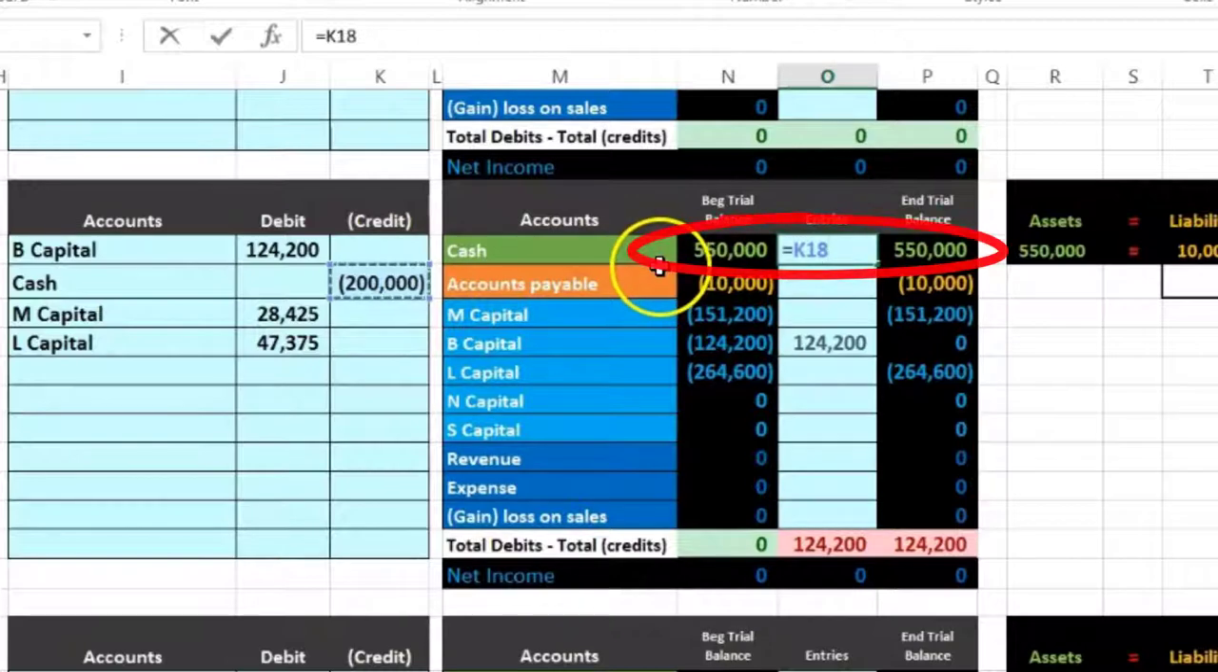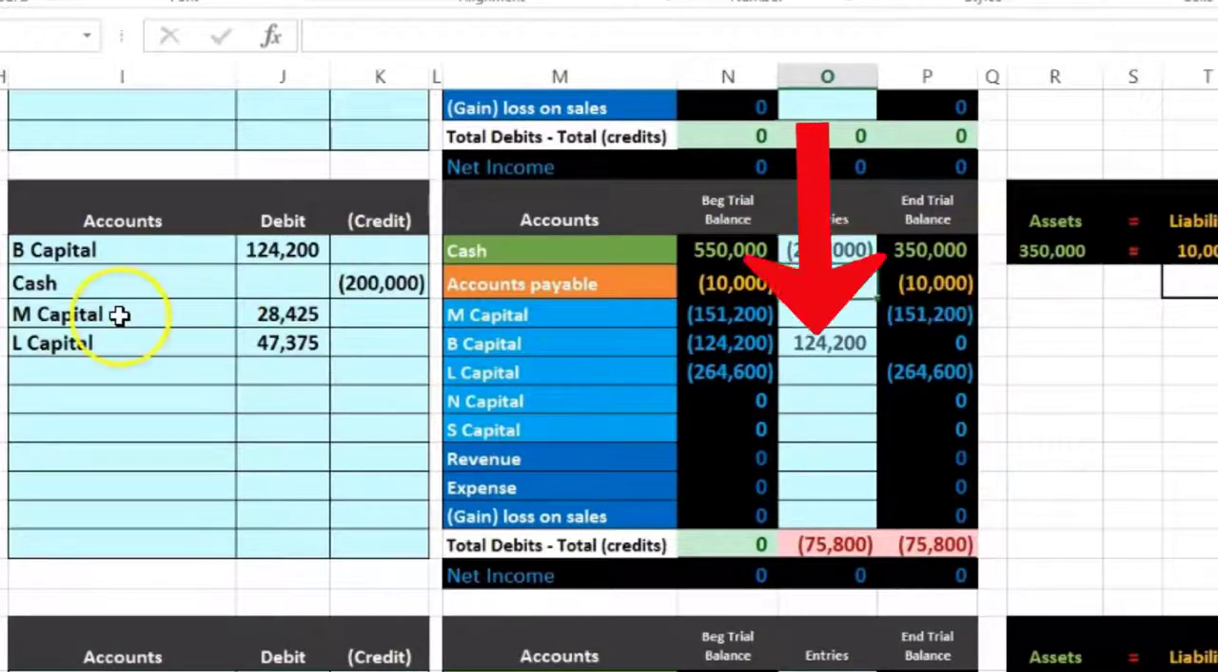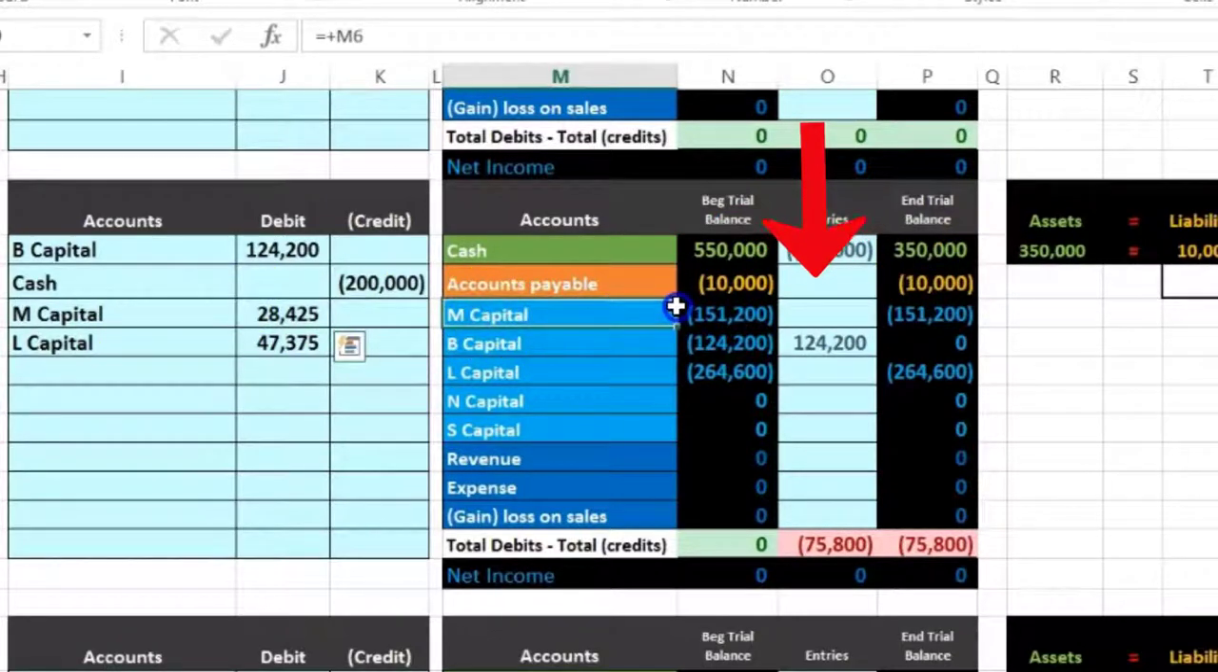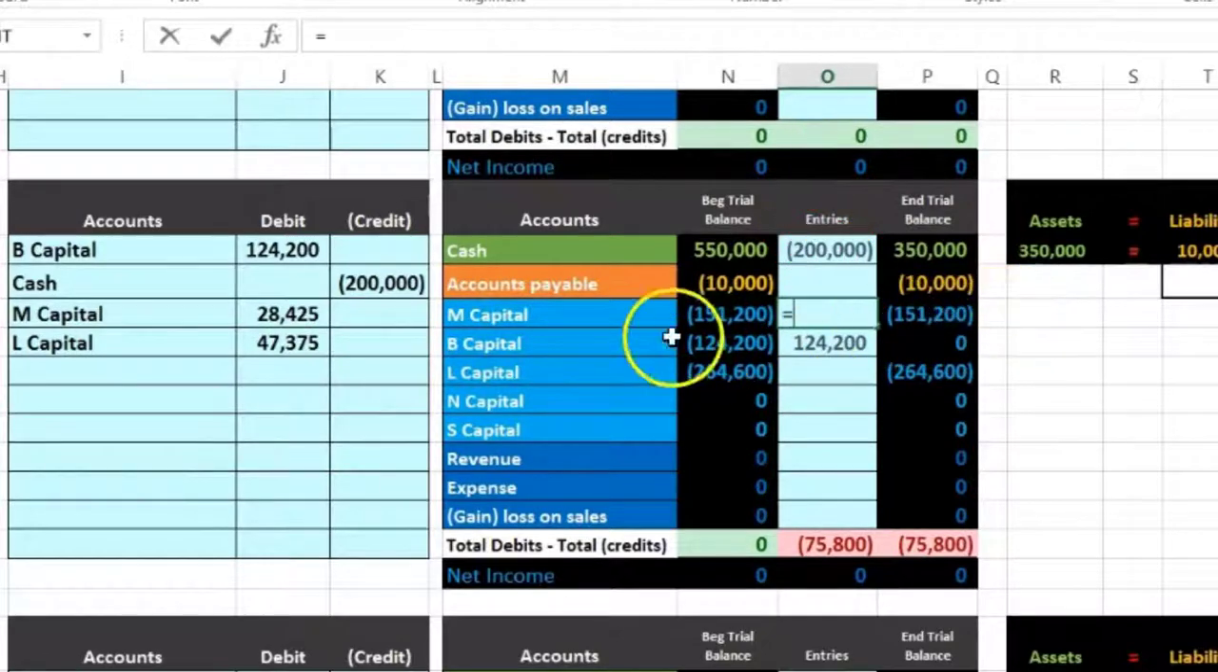What's going to happen? Well, cash is going to go down. That's a debit that we're doing the opposite thing to it. Goes down to 350. Then we're going to post the M capital account. So here's M capital account. Here's where we're going to post it in 019 equals, and let's point to that 28,425.